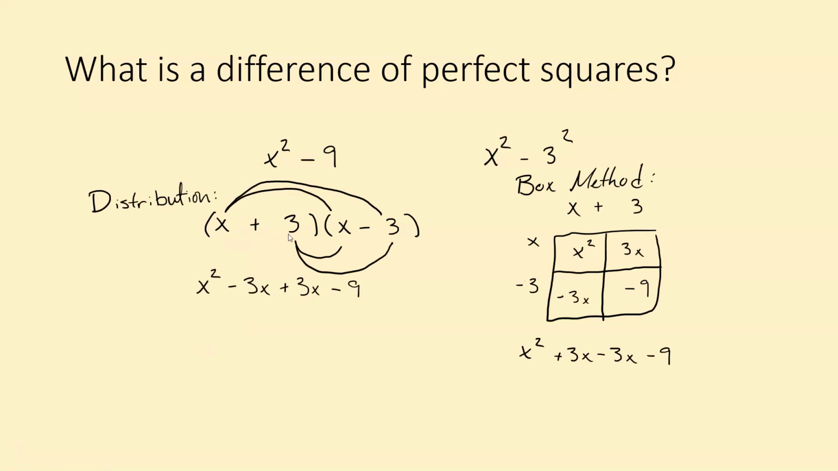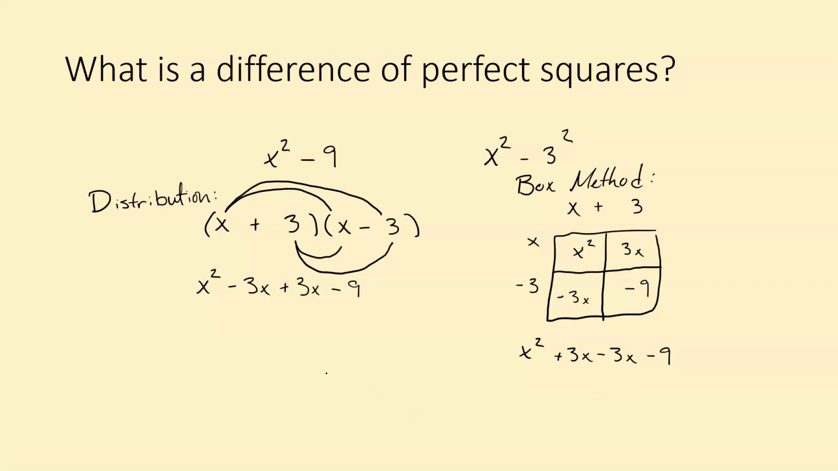All right, so I went ahead and took this x plus 3 times x minus 3, and I did the distribution method. So x times x gave me x squared, x times negative 3 gave me negative 3x, 3 times x gave me a positive 3x, and then 3 times negative 3 gave me negative 9. So that's what I got here. And I did the same thing with the box method if you prefer that. So x plus 3 along the top and x minus 3 along the sides. And I got pretty much the same thing. The only difference is the middle terms are flipped around just from the way I set it up, but that doesn't matter. We can flip those terms around.